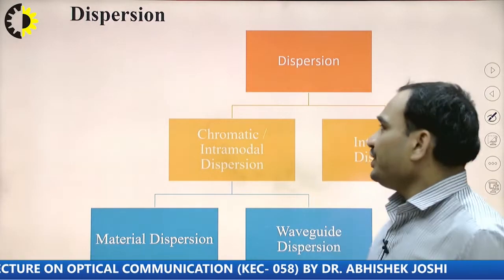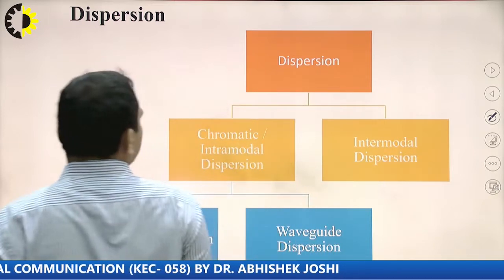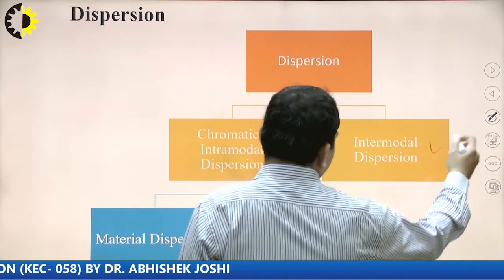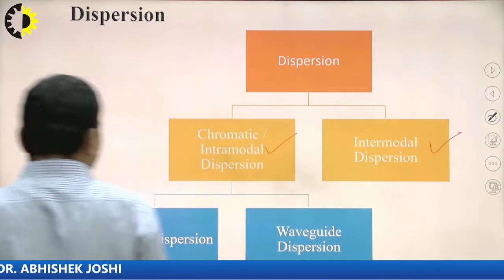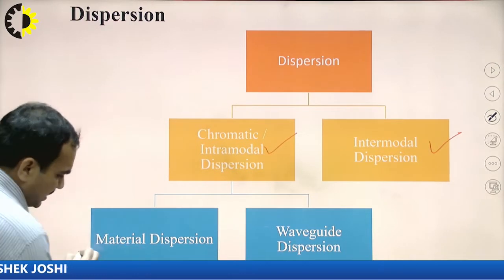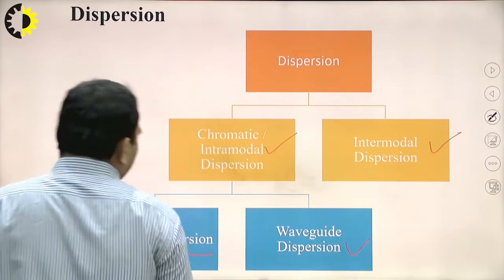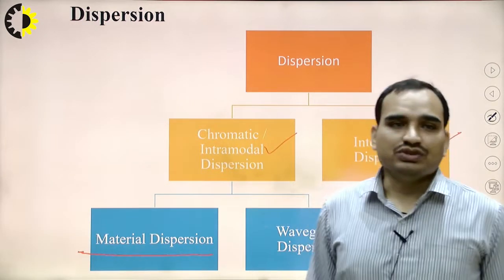Now, the classification of dispersion. Dispersion can be classified as the intramodal dispersion and the intermodal dispersion, and the intramodal dispersion can be further classified as the material dispersion and the waveguide dispersion. In this lecture, we are going to cover the intramodal dispersion.